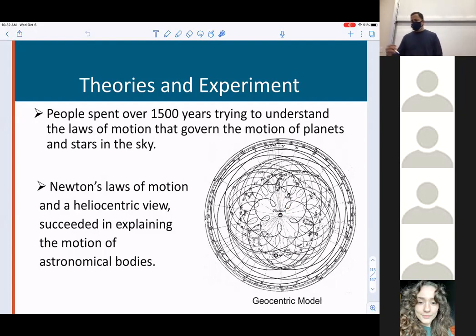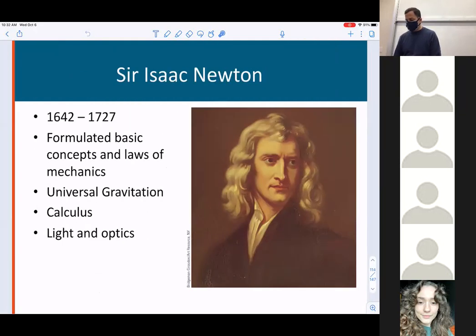But it required for us to give up the idea that we were at the center of the universe, essentially. And that was emotionally a hard thing for many people to do.